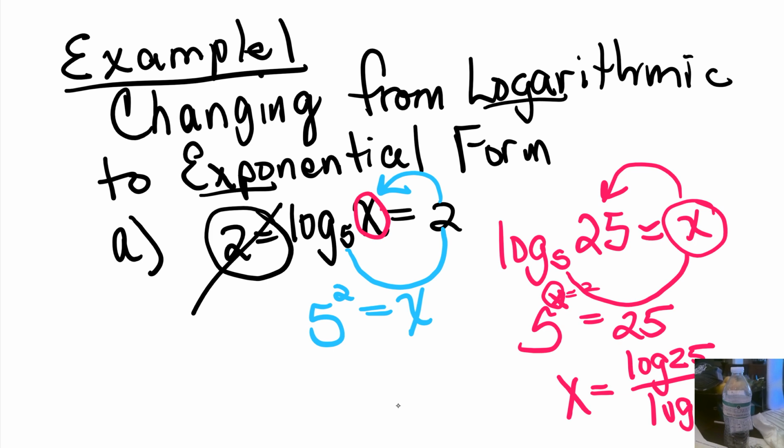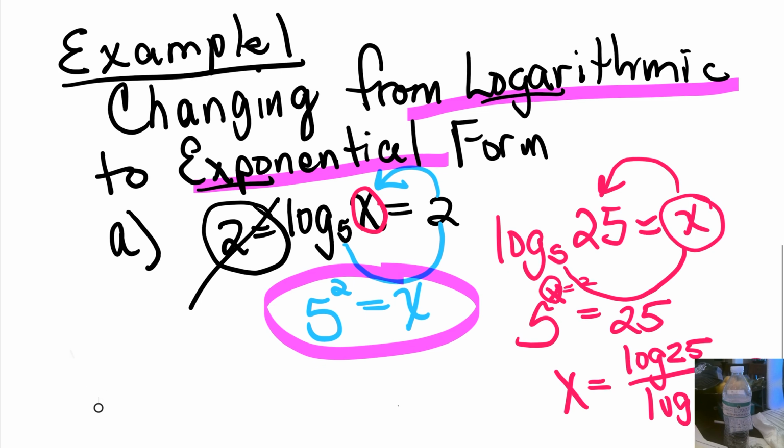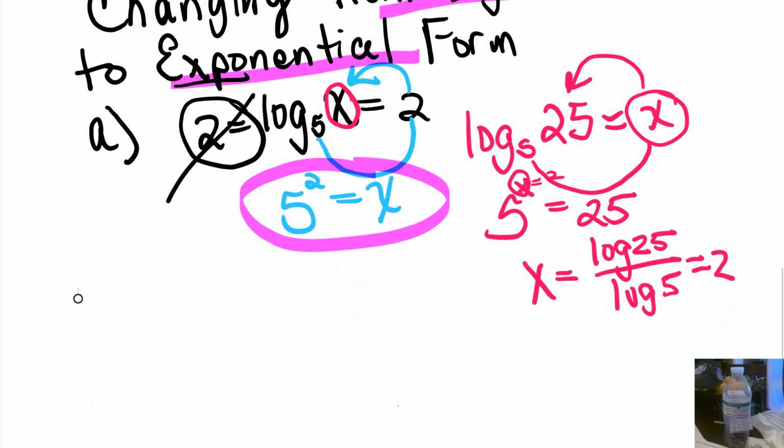And that's what they're asking you to do. They're asking you to sort of go around the loop. But to answer this question, to answer just simply from logarithmic to exponential, that's your answer. All right? I just want you to see the connection between the steps. Because if you don't see the connection, what good is that?